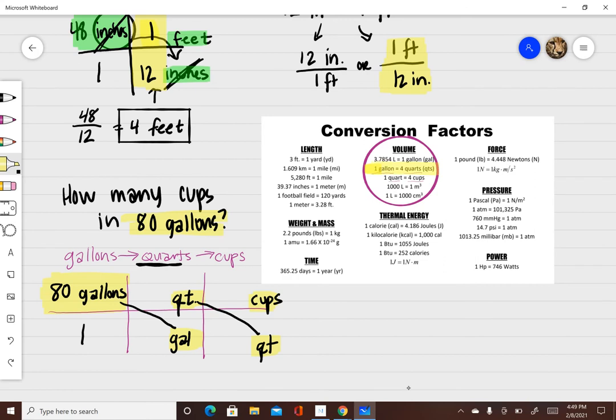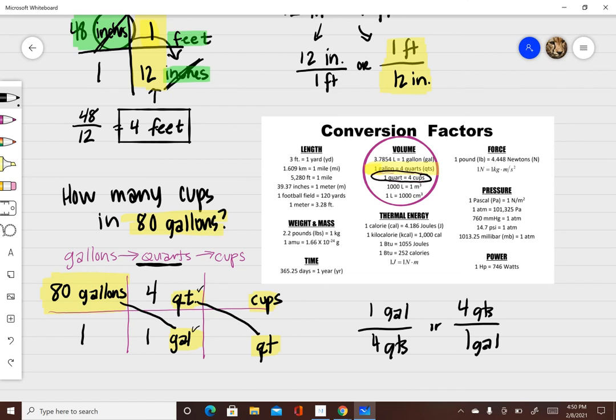If I go over here again, here's my conversion between gallons and quarts. 1 gallon equals 4 quarts. So when I go to write out my conversion factor, I can have 1 gallon over 4 quarts, or do I want 4 quarts for 1 gallon? Based off of the layout, I want quarts on top, so I'm going to put 4, and I want gallons on the bottom, and I'm going to put 1 with that. And I'm going to do the same thing for quarts and cups. 1 quart equals 4 cups. So I'm going to put the 1 quart next to there, and I'm going to put my 4 cups next to there.